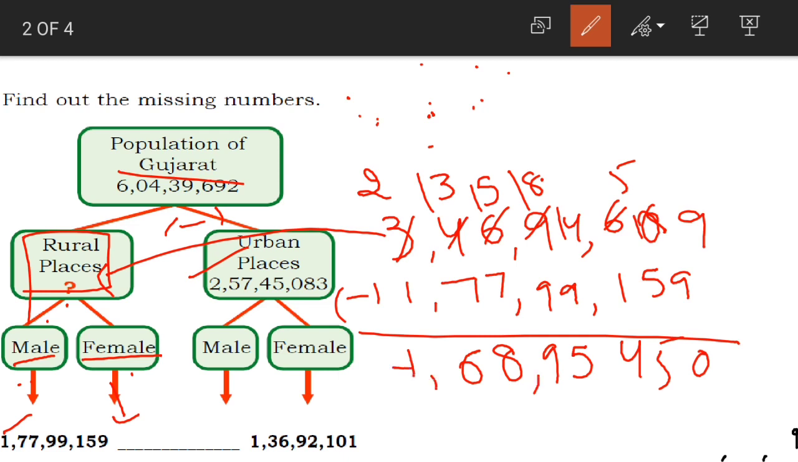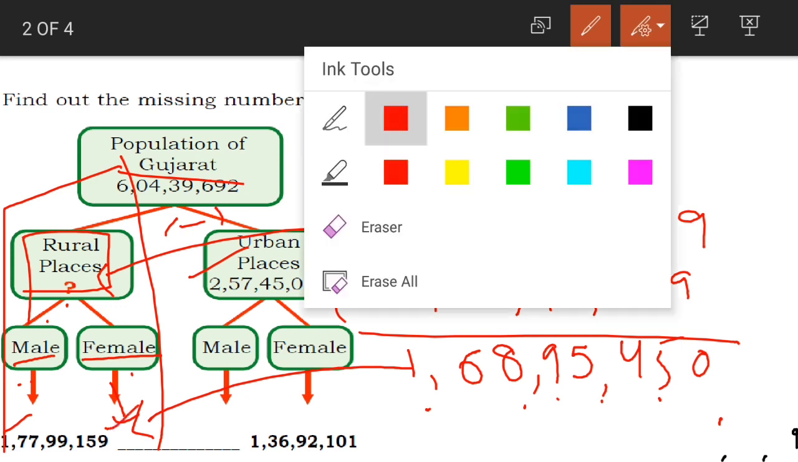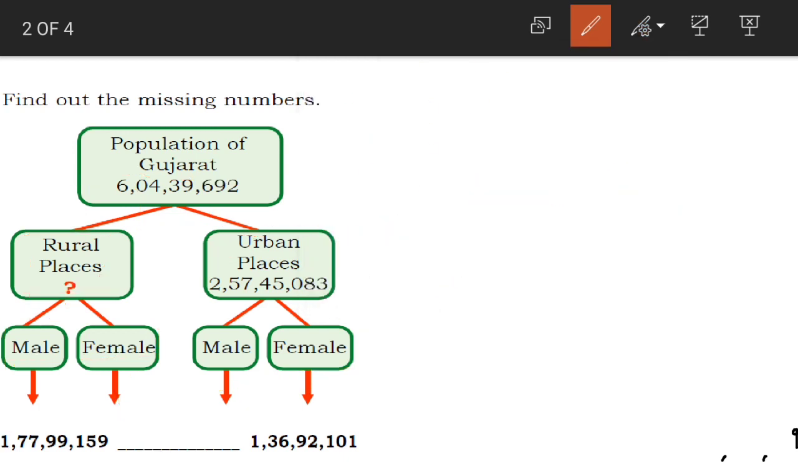What is the number of female, children? This is the number of female living in rural areas. 1 crore 68 lakh 95,450. Clear? Now we have solved this whole part, that is the number of people living in rural areas and also the number of female. Now coming to this second part, the number of people in urban places is already given, and the number of female is given. Now we need to find out the number of male.